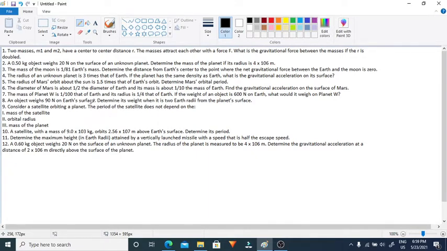Two masses M1 and M2 have a center-to-center distance R. The masses attract each other with force F. What is the gravitational force between the masses if the R is doubled?